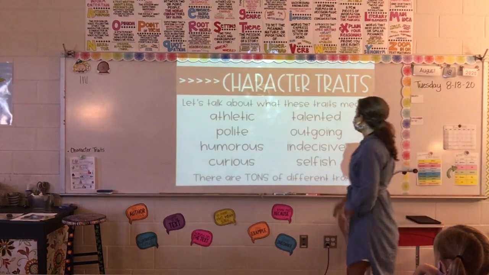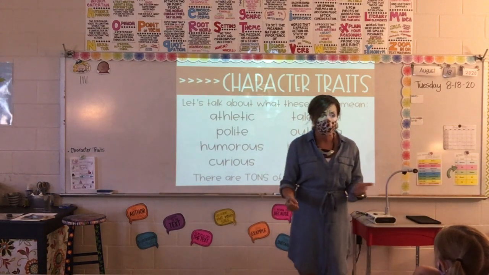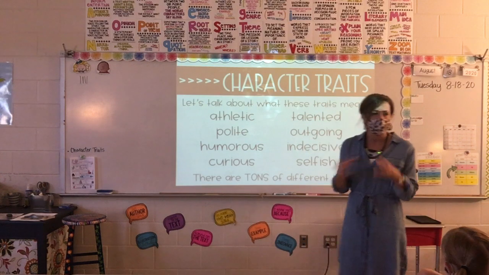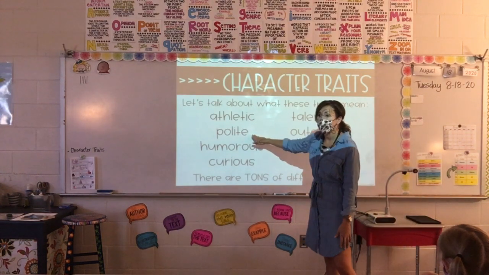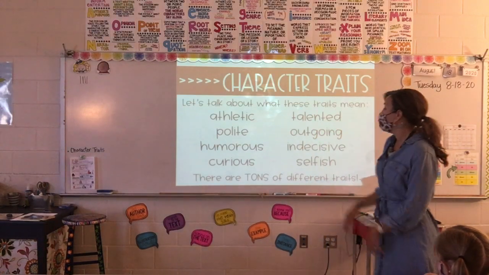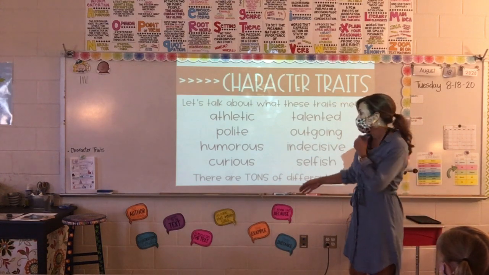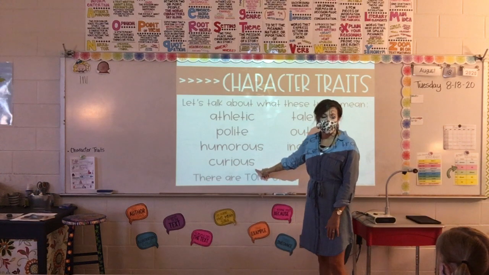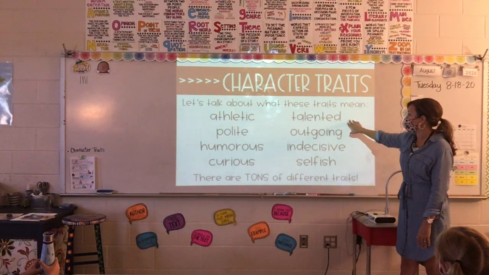We might describe a character as athletic, which would mean that they are strong or that they are very good at sports. They can run fast, they can catch things easily. We might describe someone as polite if they use their manners. They say please and thank you. We can describe people as humorous, which would be funny. If they're asking a lot of questions and exploring, they might be curious. Talented would be if they're very good at something.